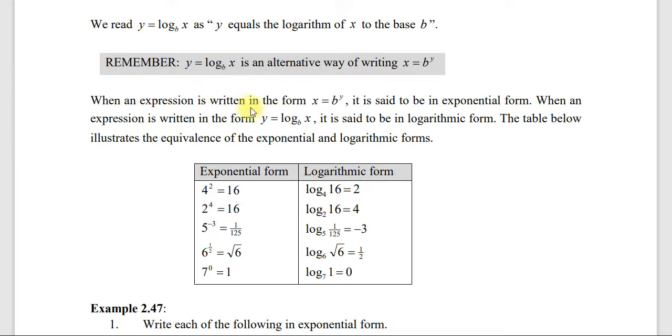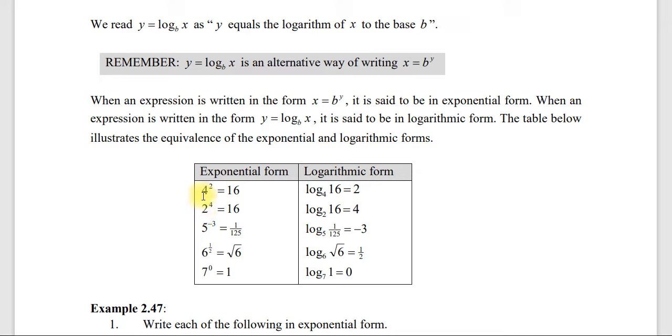When an expression is written in the form of x which is equal to b the power of y, it is said to be in exponential form. When an expression is written in the form of y which is equal to log x in base b, it is said to be in logarithmic form. Look, the first is exponential form, the second is logarithmic form, but both are equivalent. The table below illustrates the equivalence of the exponential and logarithmic forms. Look, exponential form, logarithmic form.